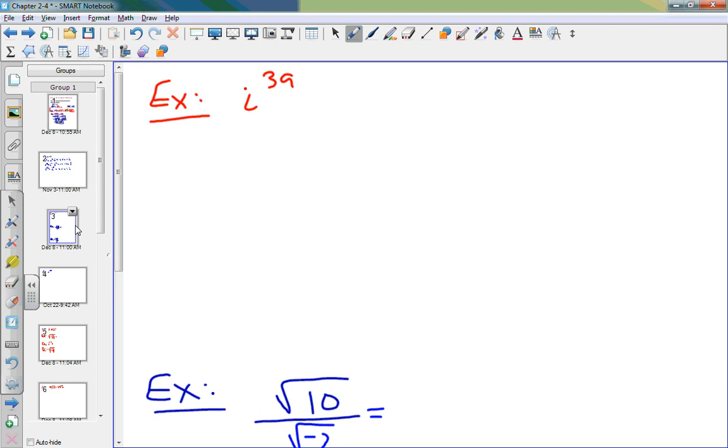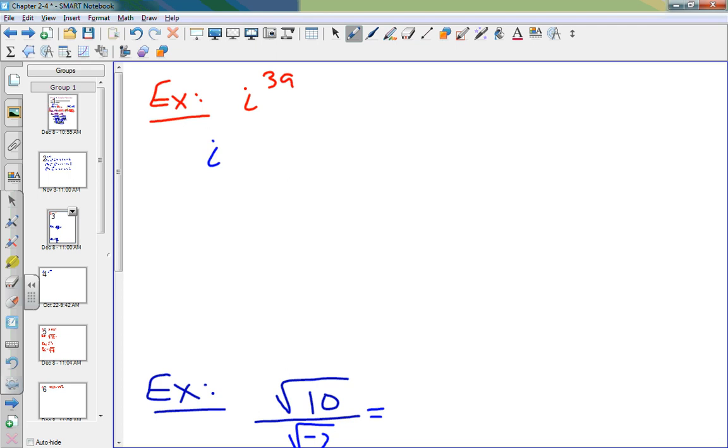So, with that said, how do I do i to the 39? Well, what are the two values that are numbers with i squared and i to the 4th? Those are my two numbers, right? i squared is going to be negative 1. i to the 4th is going to be positive 1. Correct? So my question to you is, is 39 divisible by 4 or 2? No, it's not. Now I'm going to break this down into what it is divisible by.